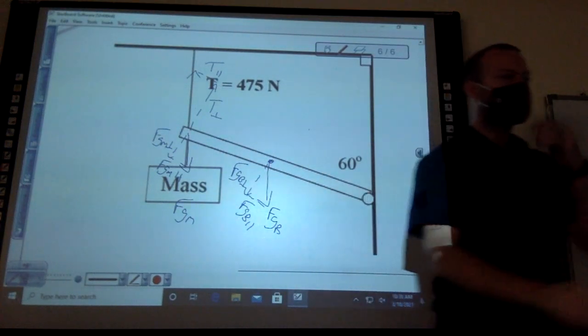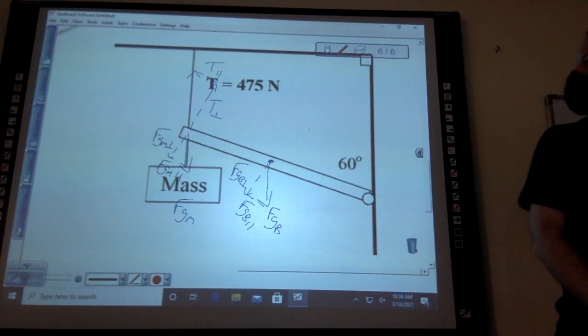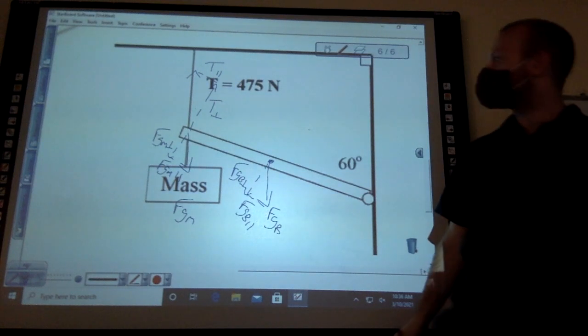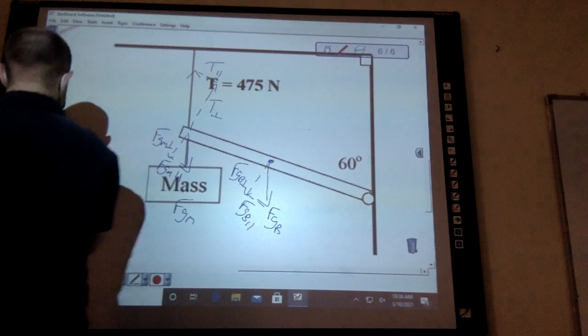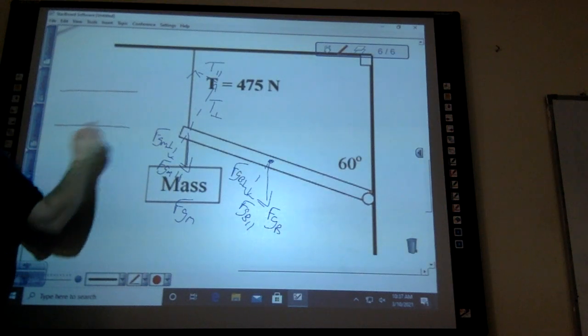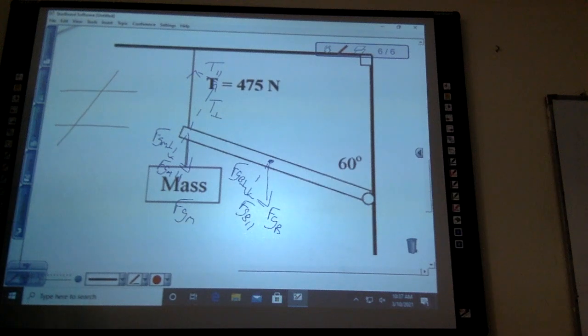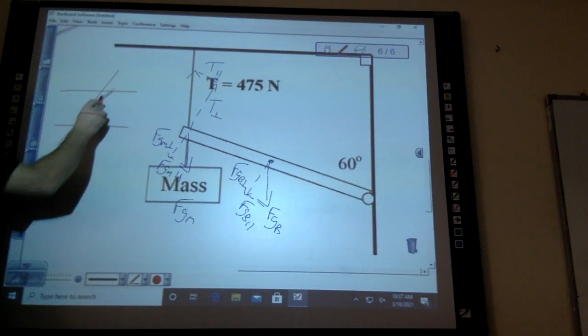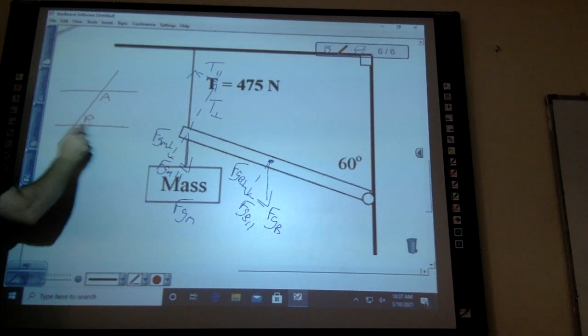Okay. So there's another way. What could you tell me? Let's see. So if I have two parallel lines, something intersecting here, what could you tell me about this angle and this angle?